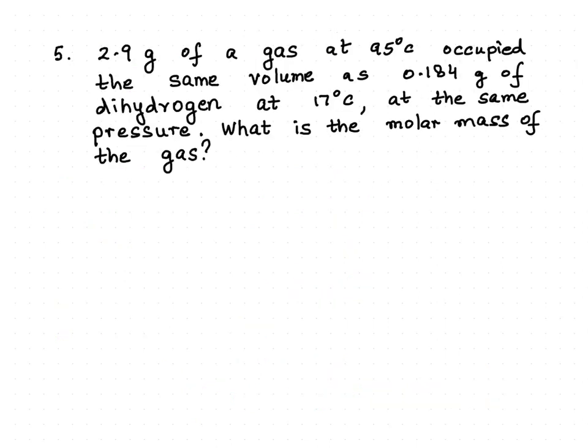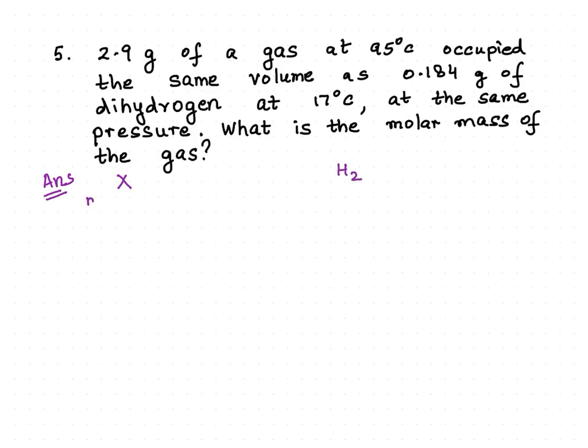Now this is the last question. I have not modified any data in this. It's a direct question. Go ahead, attempt it. It says 2.9 grams of a gas at 95 degrees Celsius occupied the same volume as 0.184 grams of dihydrogen. So I've got gas X over here and I've got hydrogen gas over here.